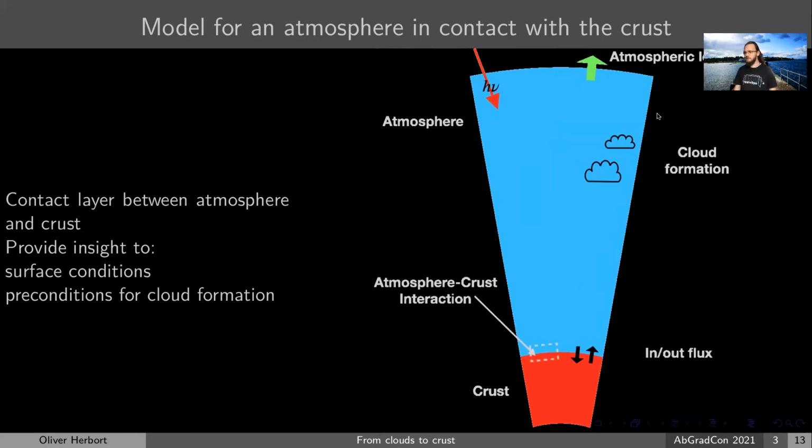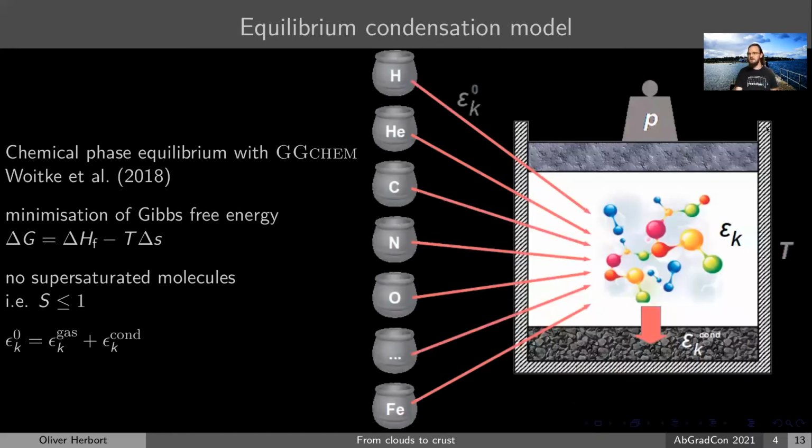However, at the beginning of this talk, I will only focus on the atmosphere-crust interaction at the very bottom of the atmosphere, and then provide insights into the surface conditions and set the preconditions for cloud formation later in the talk. The model I'm using is an equilibrium chemistry model with equilibrium condensation called GGchem, by Peter Woitke, my supervisor. It basically takes a given set of elements, the total element abundances, so a given amount of hydrogen, carbon, nitrogen, oxygen, but also elements like calcium or titanium, and puts them into one big cauldron under a given pressure and temperature. Then, on the basis of minimization of Gibbs free energy, it calculates what's most stable in the gas phase. There are no supersaturated molecules in the gas phase, and we force that by having condensation. These condensates then build up the crust of the planet.